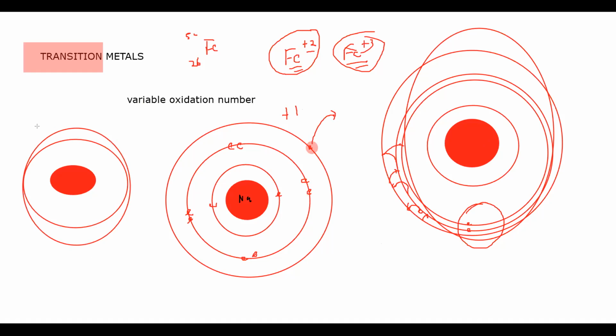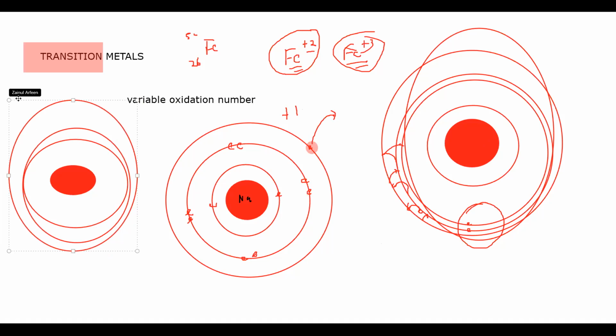As the shells are actually overlapping with each other, for example, if 2 electrons are here in the last shell, but one more extra electron jumps from a lower shell to a higher shell, how many electrons will be there now? They will have 3 electrons.